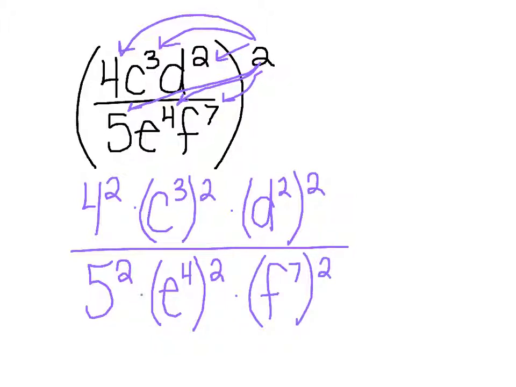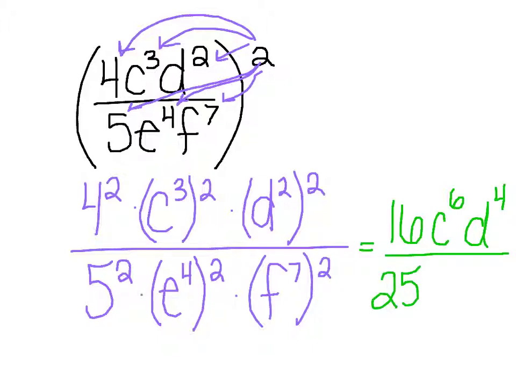Well, if we simplify this answer, we have 4 squared, which is 16, c to the 3rd to the 2nd, we're going to keep the base, multiply the exponents, 3 times 2 is 6, and then we have d, 2 times 2 is 4, so d to the 4th, all over 5 squared, which is 25, e to the 4th to the 2nd, 4 times 2 is 8, so e to the 8th, and f to the 7th to the 2nd, which is f to the 14th. And this is our final answer.